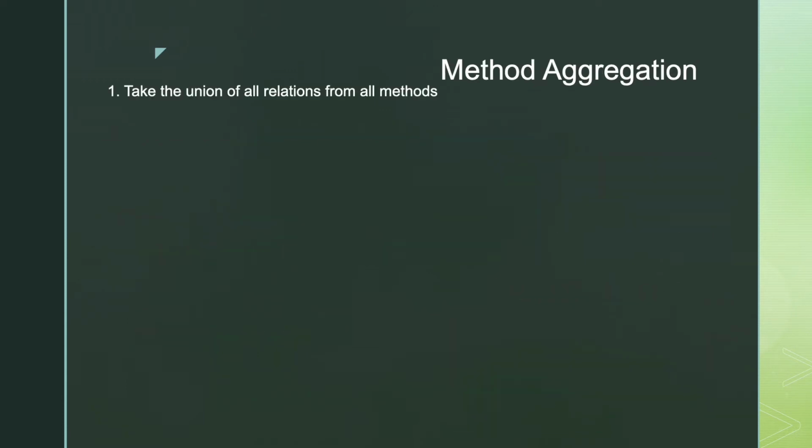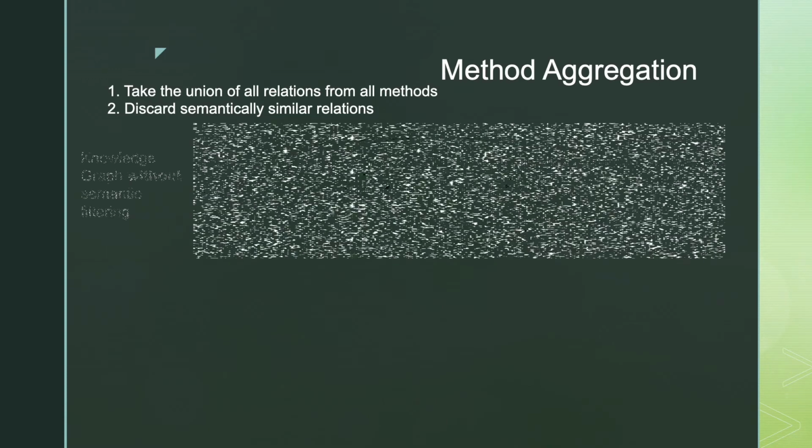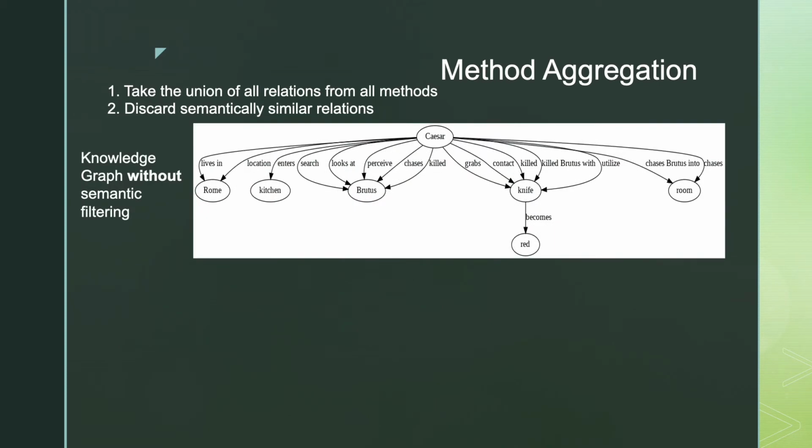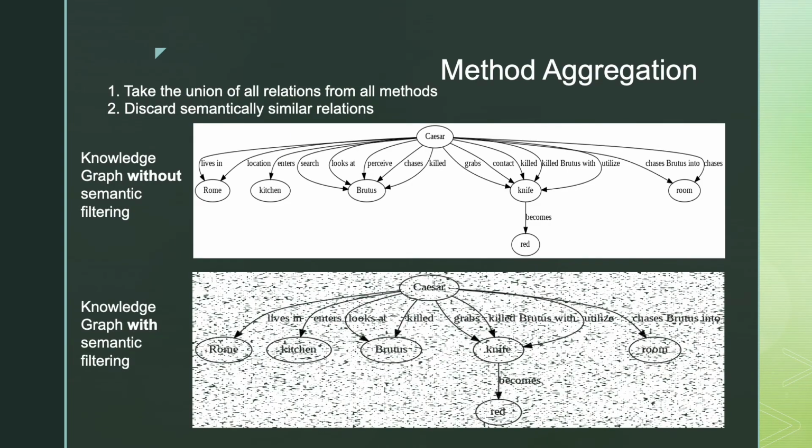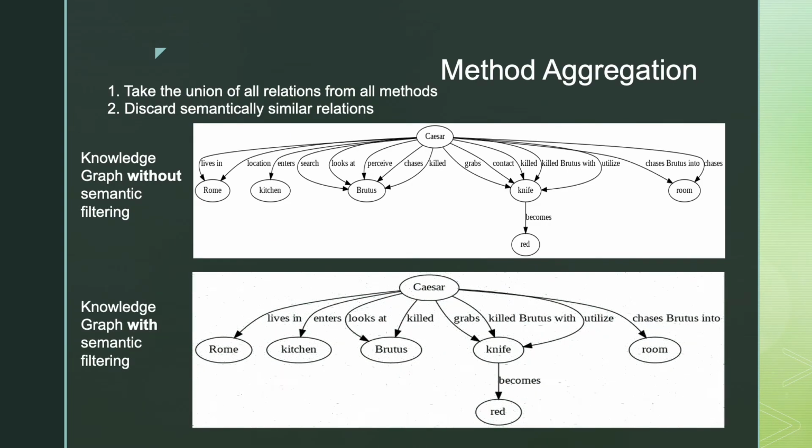The system runs all three aforementioned methods and takes the union of all outputs. Then a semantic duplicate filter is applied where semantically similar relations are filtered out. We employ word2vec embeddings to determine similarity. Here, a full knowledge graph extracted from a short story with the filtering turned off is shown. Next, we have the same story but with filtering turned on. Notice that many semantically similar edges are removed from the graph.